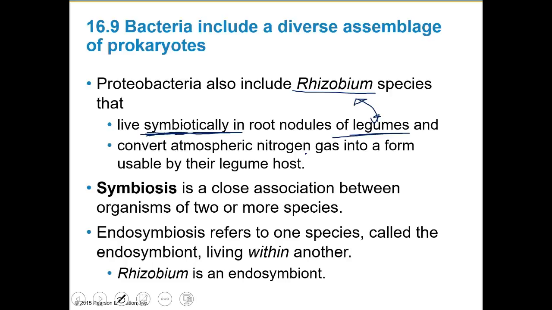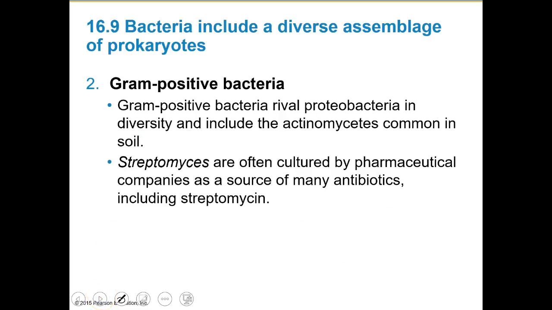All right. So again, symbiosis is a close association between organisms of two or more species. It literally means life together. Okay. Endosymbiont: endo means in, so we have life together in, which means one of them is within the other. Rhizobium is an endosymbiont because it lives within the legume or the bean. Let me know if you need help clarifying that. I realize I went quickly.